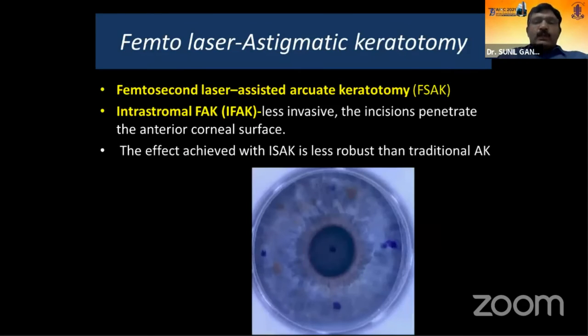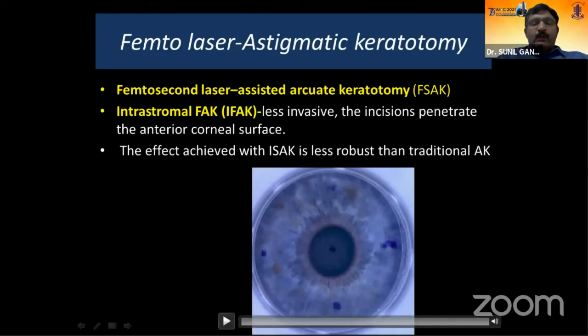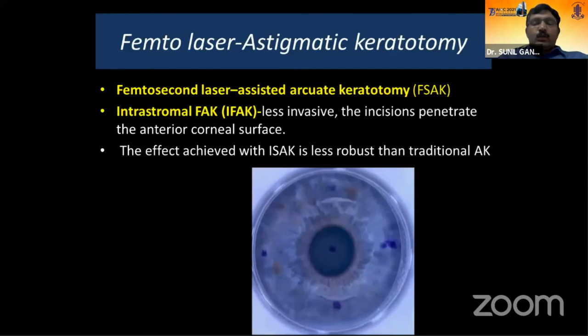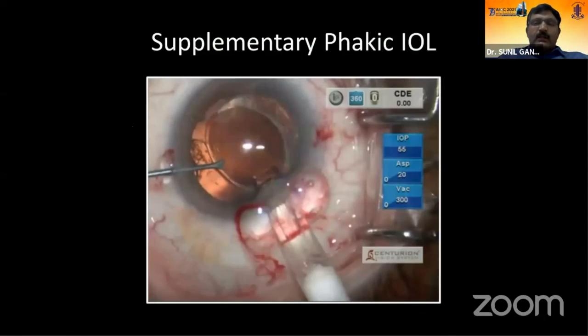You can use a femto laser to create an astigmatic keratotomy, which is called femto laser assisted arcuate keratotomy. Sometimes you can avoid the surface and do just an intrastromal astigmatic keratotomy, which will be less invasive when compared to the conventional femto laser assisted one. This is a video showing a femto laser arcuate incision being done. So it does help in correcting the astigmatism.